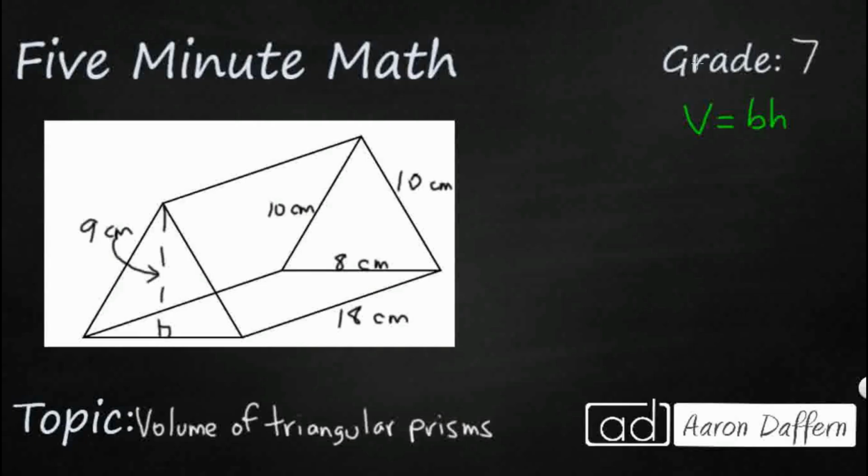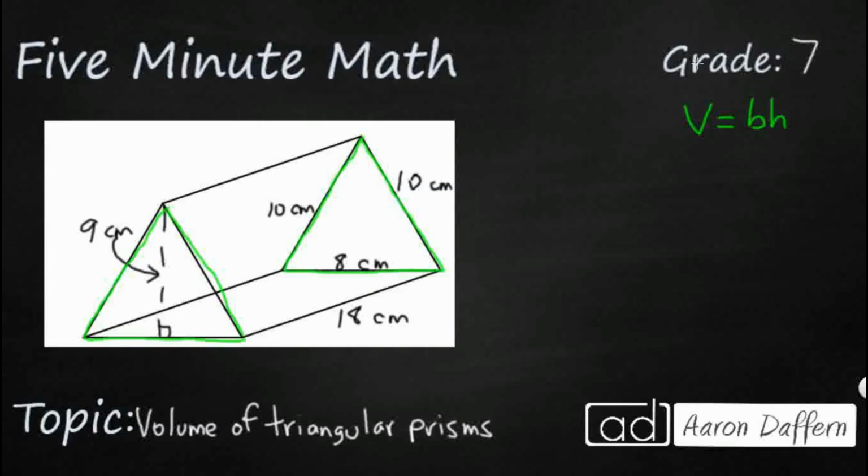It's base times height. Now the difference is the base is going to change based on what type of prism we have. So in our triangular prism, we are going to use our triangles here as our bases. So we've got two triangular faces right here. We're going to count those as our bases. And then we've got three rectangular faces that connect those two.